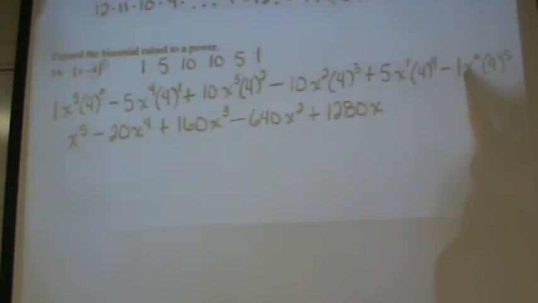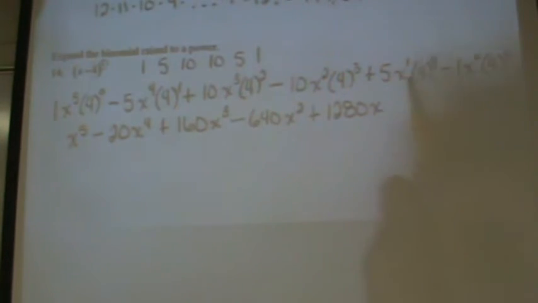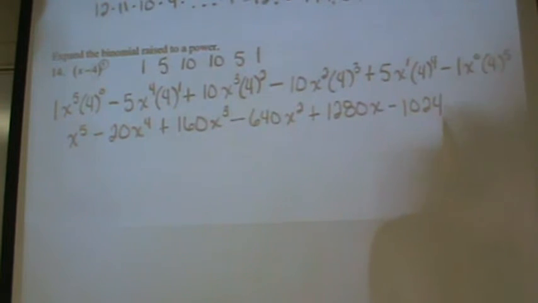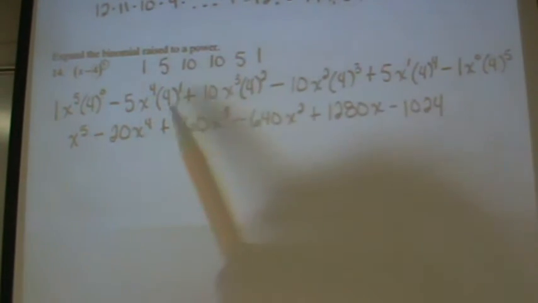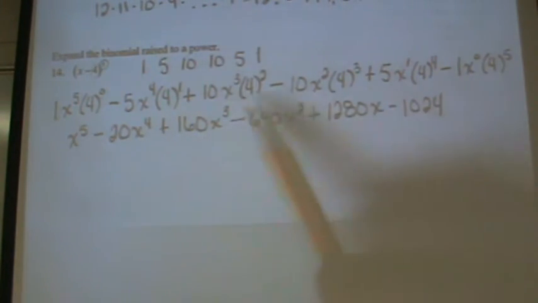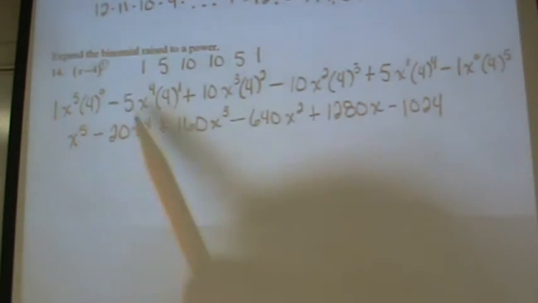And our last term, you have 1 times x to the 0. X to the 0 is just 1. So you have 1 times 1 times 4 to the 5th. 4 to the 5th is 1,024. So this is the simplified version of the binomial being expanded.